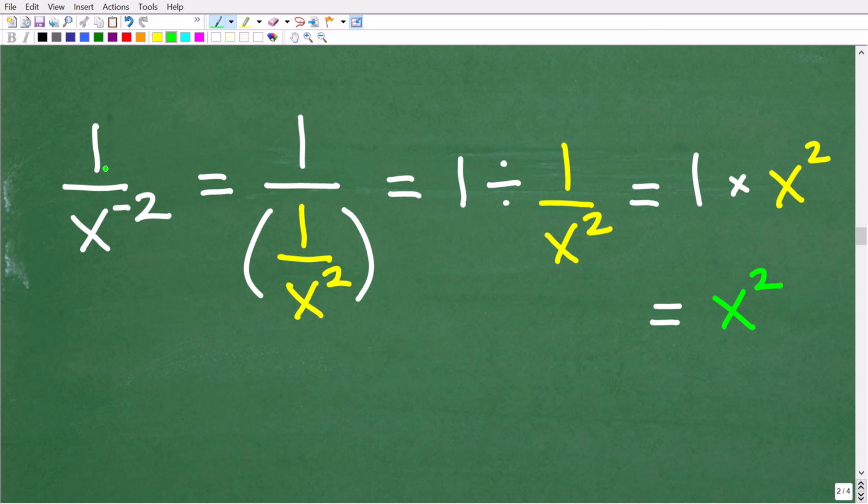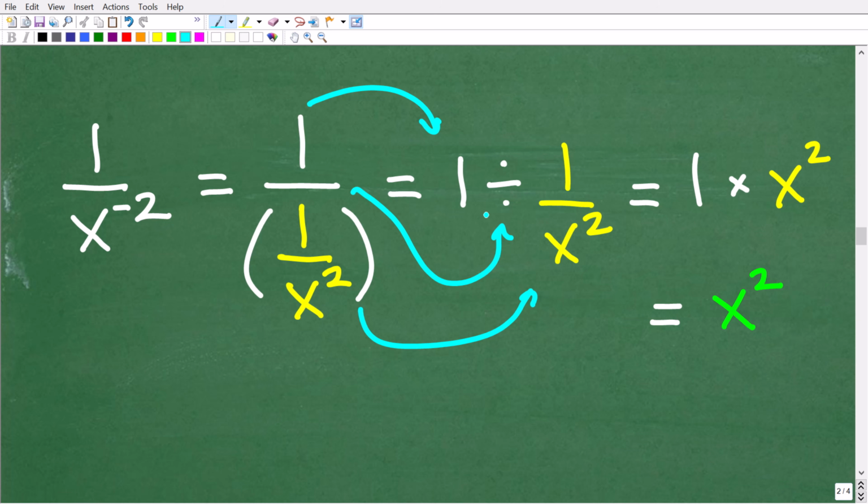So again, 1 over x to the negative 2 power is equal to 1 over x squared. Now I'm just putting this in parentheses because we have a complex fraction. To simplify this, I can think of it this way. I have 1 being divided by 1 over x squared.